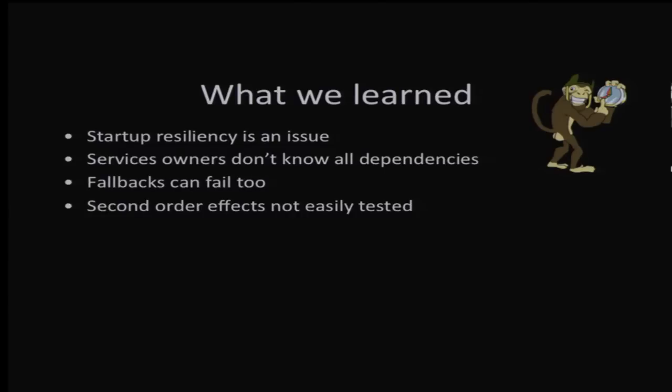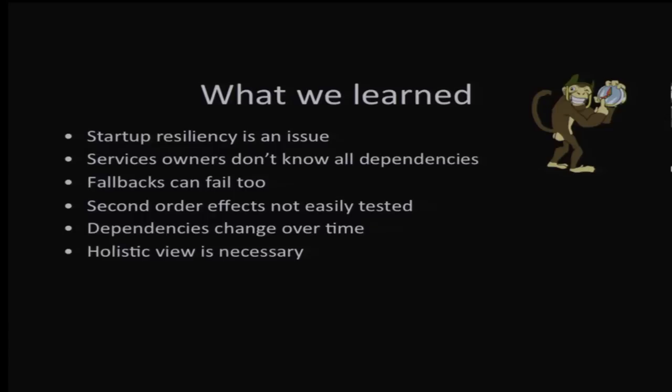Second order effects are also challenging to test. This is where service A calls service B, which calls service C. You may call service C directly as well, and it's more challenging with this mechanism to set it up to do that. Dependencies will change over time, so even if you get it right now, it might not be correct later. And so a holistic view is really necessary to make sure we're testing this matrix and we're doing that on a regular basis.